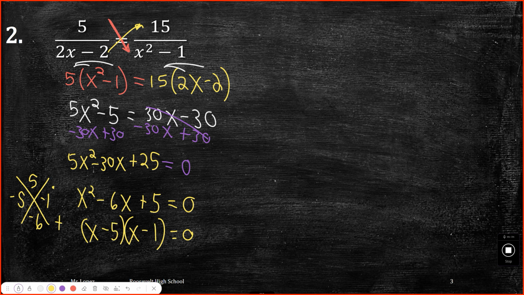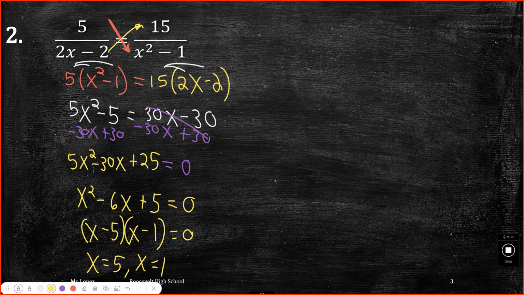So what are the actual answers? x equals 5 and x equals 1. Now, you always have to check for an extraneous solution, one that doesn't work. So you've got to go back and plug it in. If you plug in x equal to 5, it should be fine. 2 times 5 is 10. You don't want to have a 0 at the bottom. That's going to be fine.